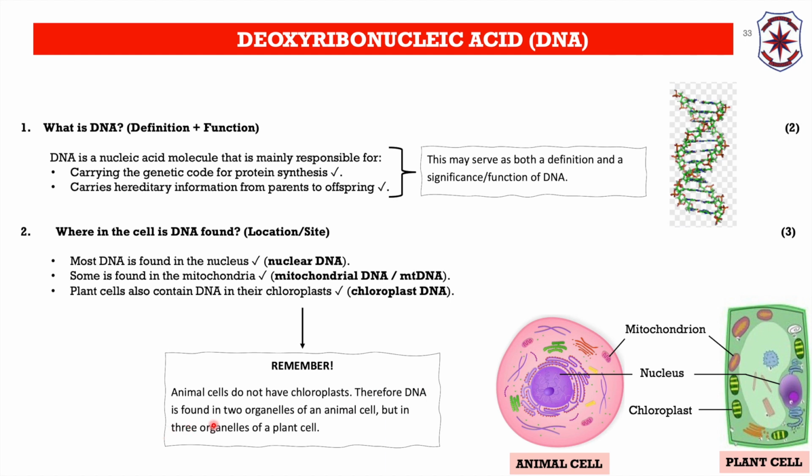Therefore, DNA is found in 2 organelles of an animal cell, but in 3 organelles of a plant cell. So in plant cells, we find DNA in the mitochondria, nucleus, and the chloroplast. But in animal cells, DNA is only contained in the nucleus and the mitochondria. Okay.